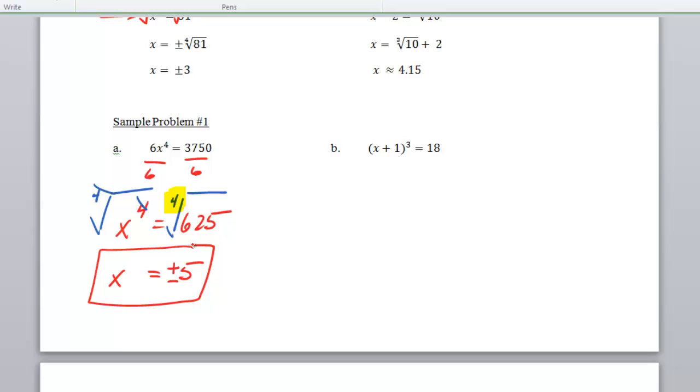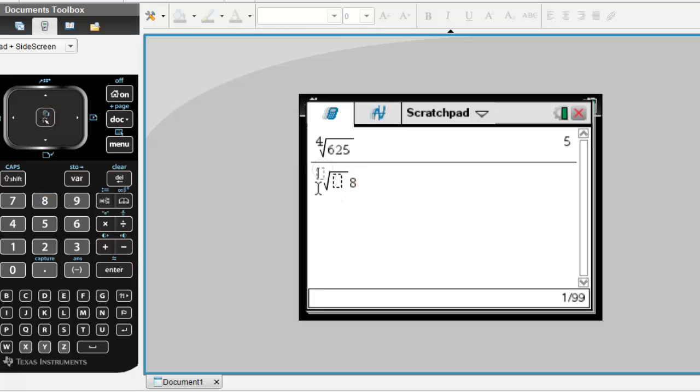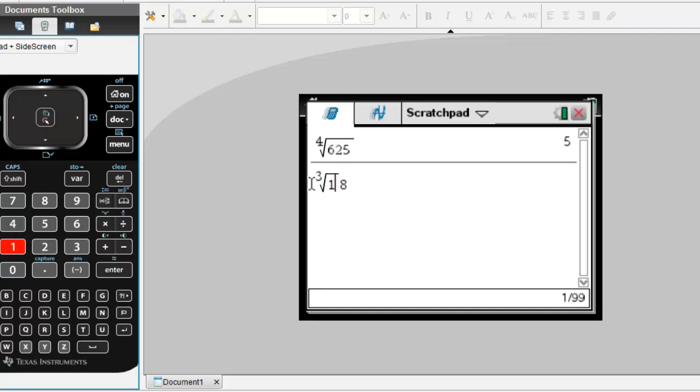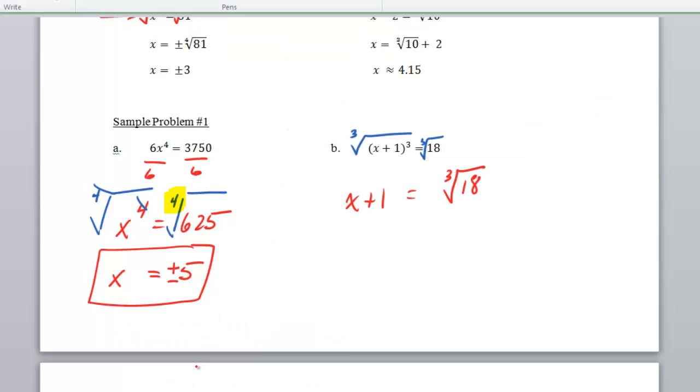In B, I already have the term that's being raised to a power isolated. So here I'm just going to go ahead and take the cubed root of both sides. That's going to eliminate the power, so I'm going to be left with x plus 1 equals the cubed root of 18. Now, if you don't know your cubed roots, you could check this on your calculator, and the cubed root of 18 gives us some crazy fraction. In this case, my calculator is giving it to me as a rational exponent. So it's not an even, clean number, so we're just going to leave it as the cubed root of 18, since there's no perfect third power in there.